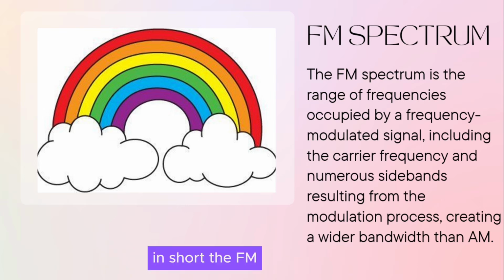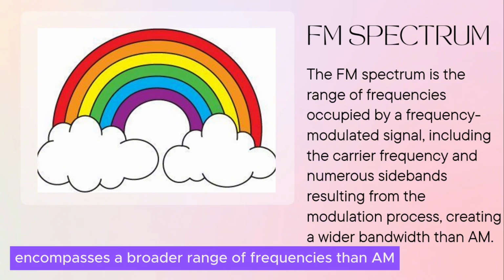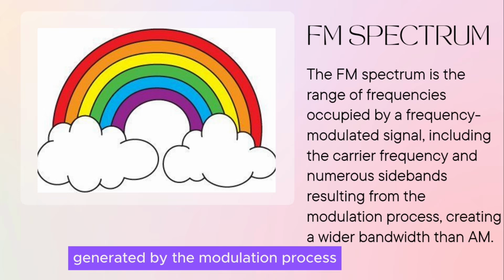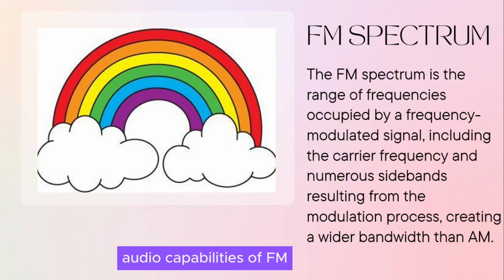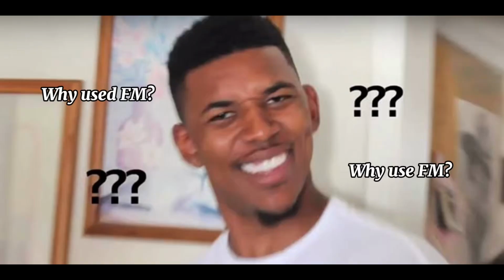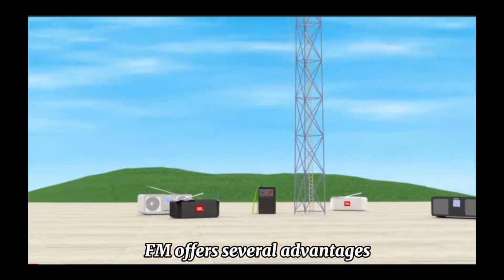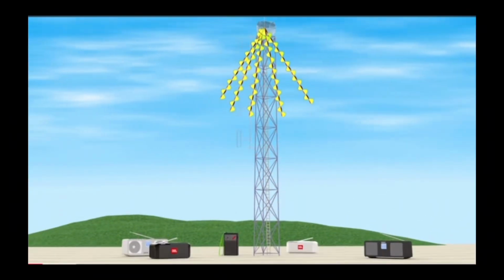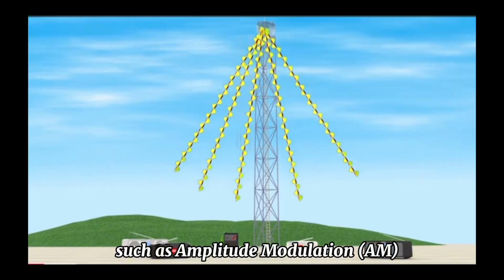In short, the FM spectrum encompasses a broader range of frequencies than AM, including the carrier frequency and numerous sidebands generated by the modulation process. This wider bandwidth is directly related to the higher fidelity audio capabilities of FM. Why use FM? FM offers several advantages that make it superior to other modulation techniques, such as amplitude modulation.